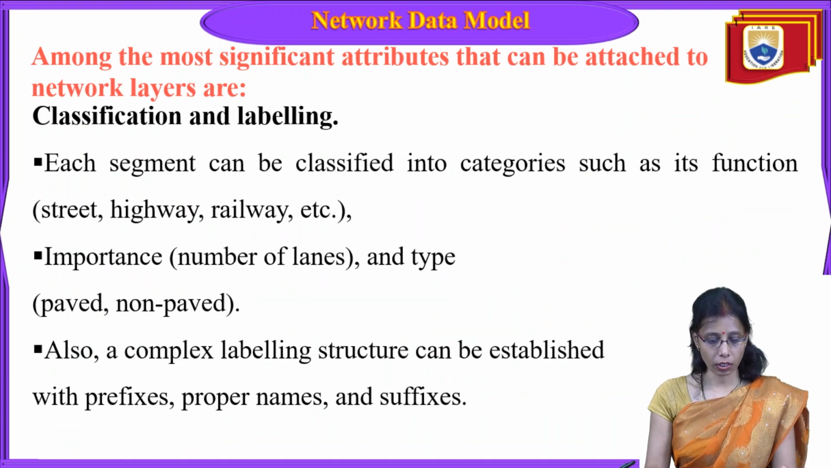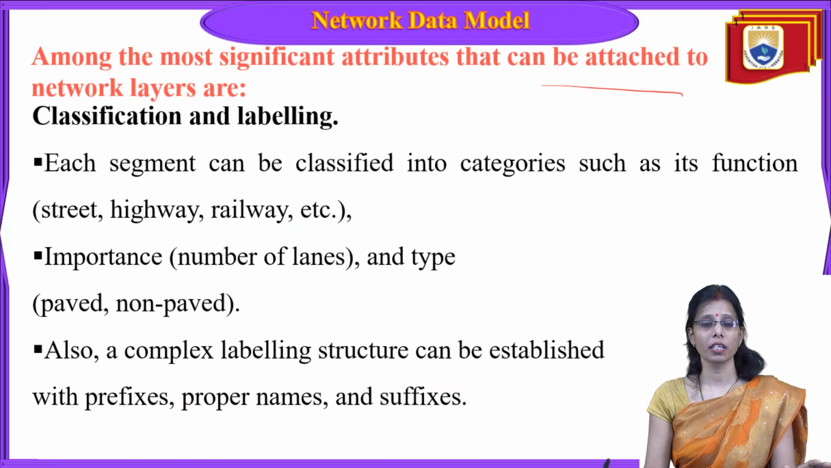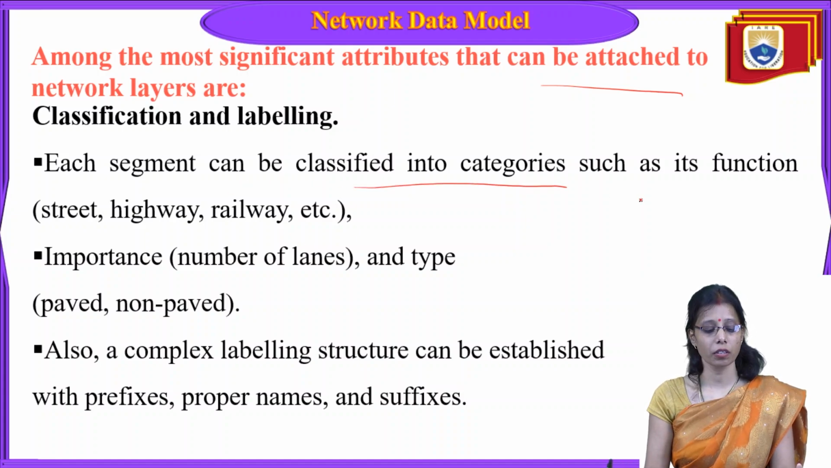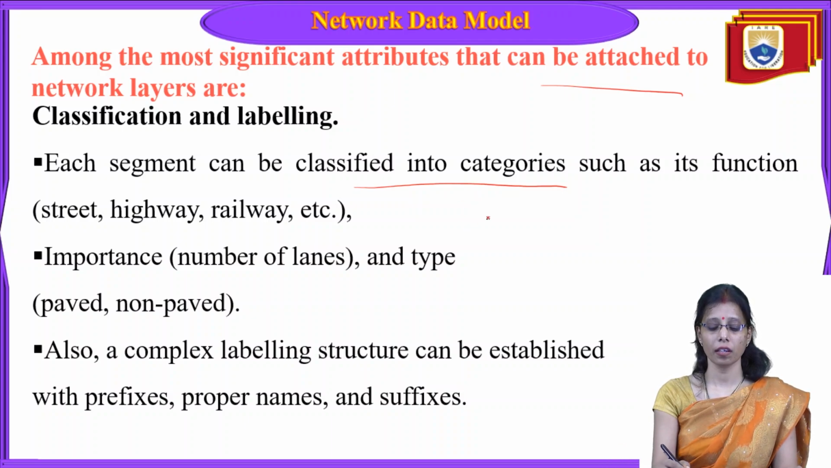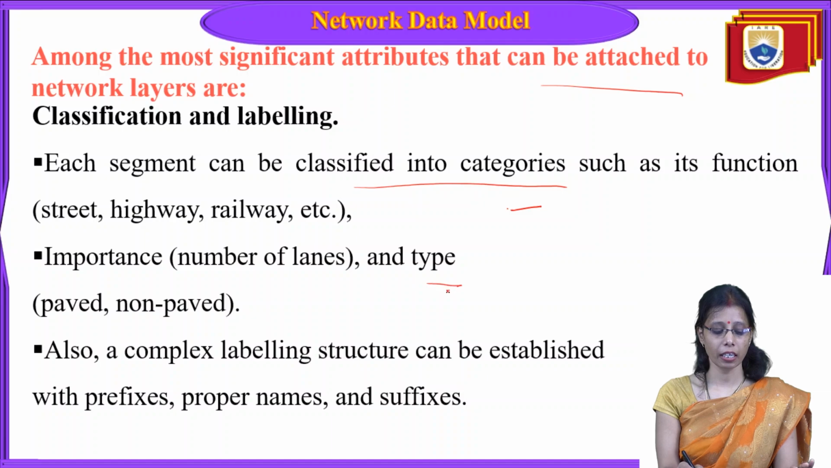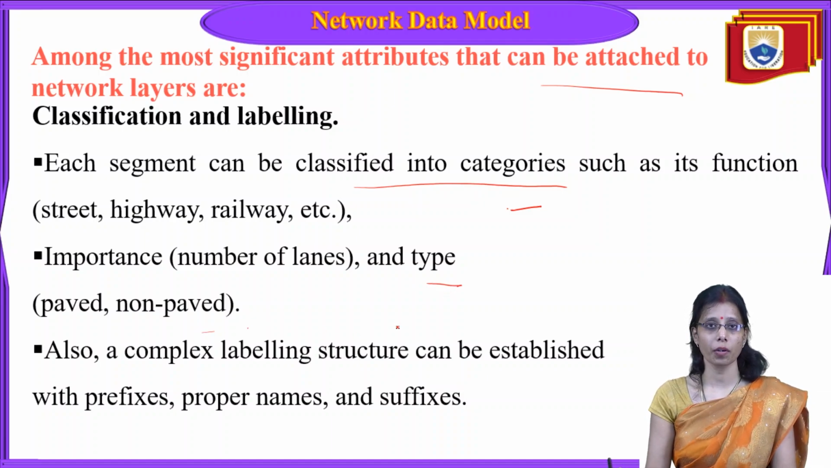Okay, so this is the most common format and standard to store vector information, including points, polylines, and polygons. Among the most significant attributes that can be attached to the network layers are classification and labeling. So you can classify the features and you can label the features. Each segment can be classified into categories such as its function: street, highway, railway, etc. You can categorize as street, as highway, as railway. Each segment should be labeled properly, along with the importance of lanes and types, paved and non-paved. Whether it is paved or non-paved, that information can be given in the classification and labeling.